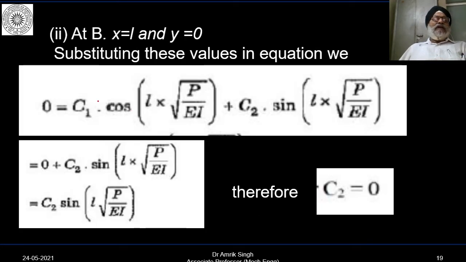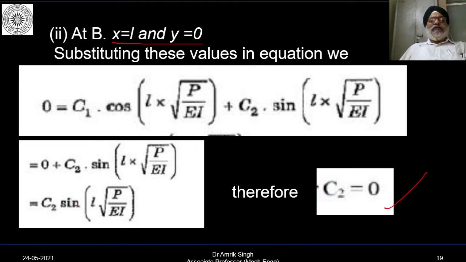Now we put the condition at end B, that is at x equal to L, y is again 0. We put this value in the equation, so we get 0 equals C1 cos of this plus C2 sin of this. At x equal to L, C2 sin of this should be equal to 0. So when sin of this is equal to sin 0, therefore C2 is equal to 0.